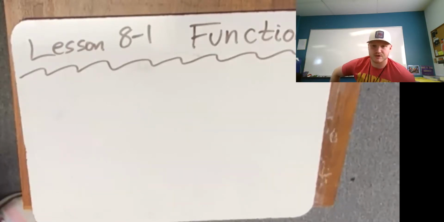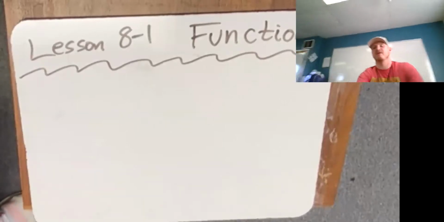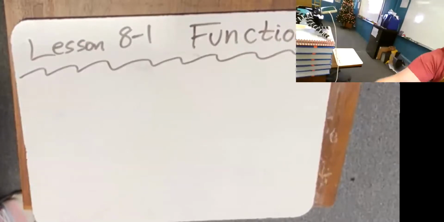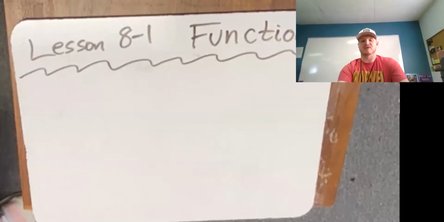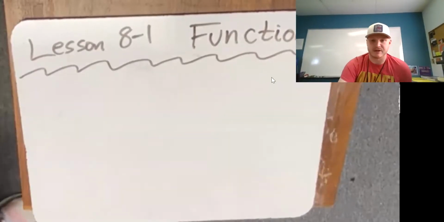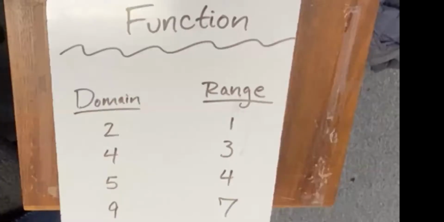Okay, so what we are going to be doing here in example 1 is determining if a relation is a function. I'm trying something different here. I'm using my phone as a document camera with my whiteboard. That's why it's looking a little bit different. So I'm going to get that started and show you guys how to do this.